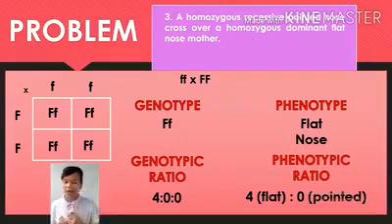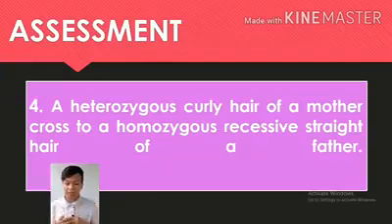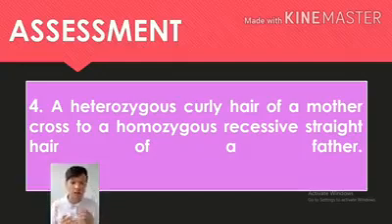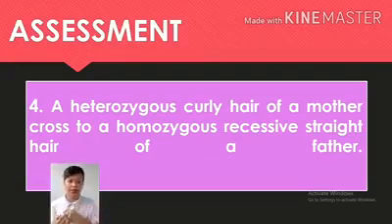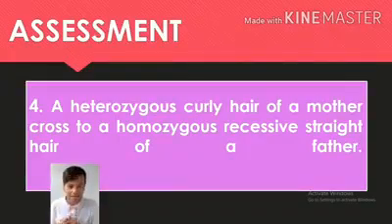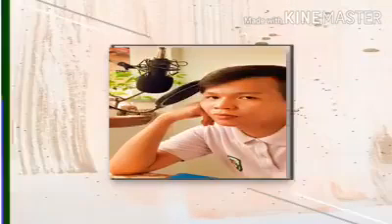Again, for the 4th question, a heterozygous curly hair of a mother will be crossed to a homozygous recessive trait of a father. Now, what will be the characteristics to manifest with their offspring? Pause this video now and answer this problem.